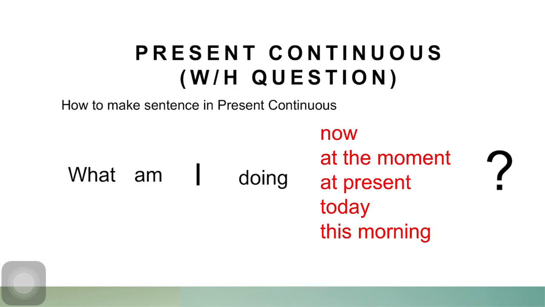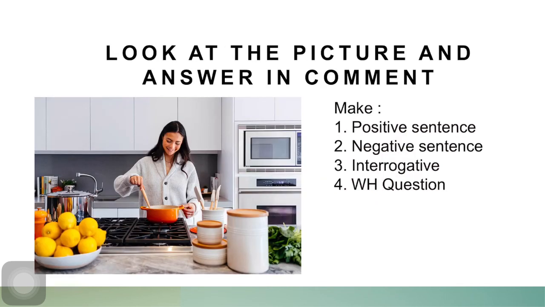Now it's time for the exercise. Look at the picture and answer in the comments on this YouTube video. Make one positive sentence and then a negative sentence, interrogative, and WH question for this picture. For this picture, you can use the subject she. You can answer in the YouTube comments.